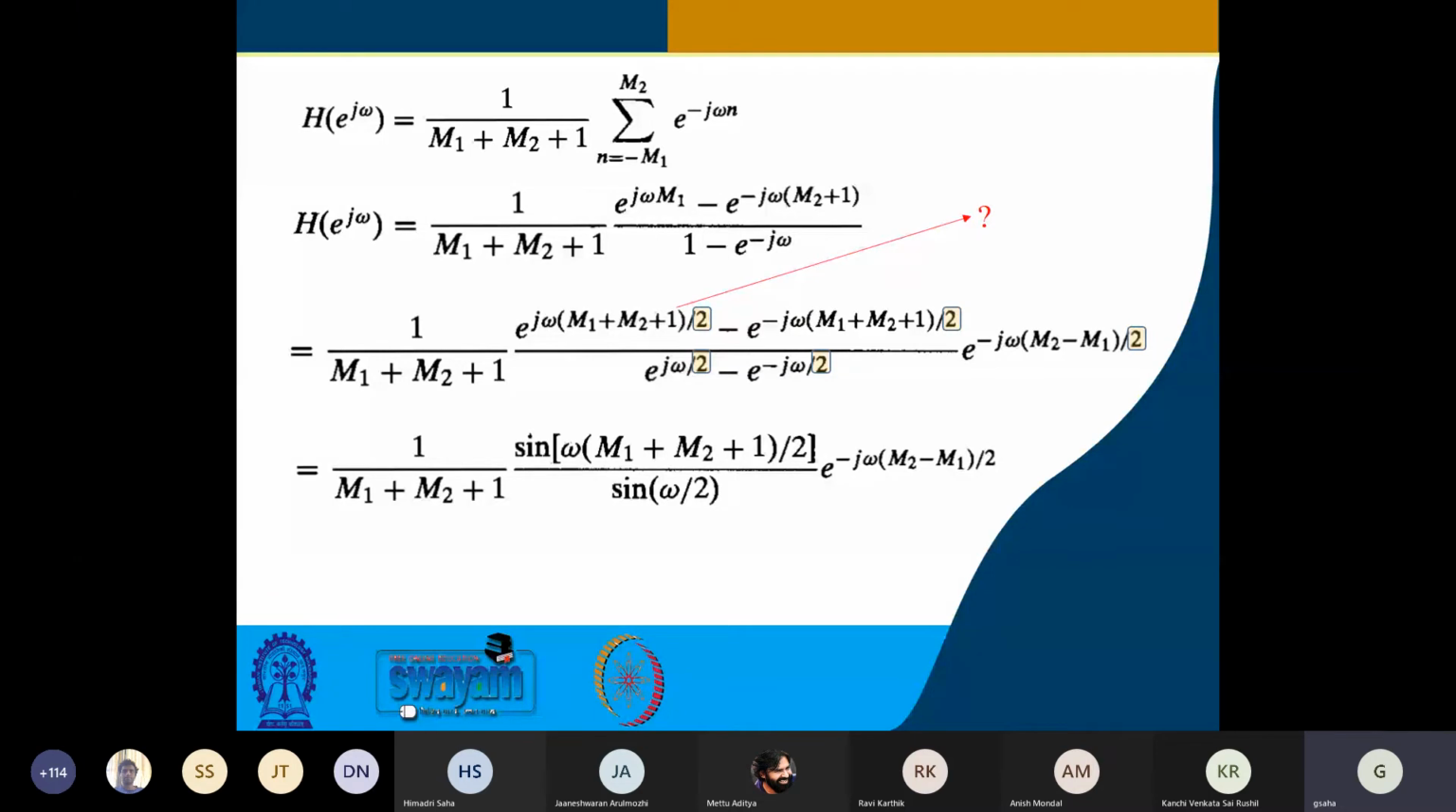So I have some questions. If some of you have, how can I go from this step to this step, and can somebody tell me what is happening here? There is no 2 over here, some 2 is coming, and there is M1 plus M2 plus 1. Sir, we have taken out e to the power minus j omega (M2 minus M1) by 2 common. So that's why it's coming like that.